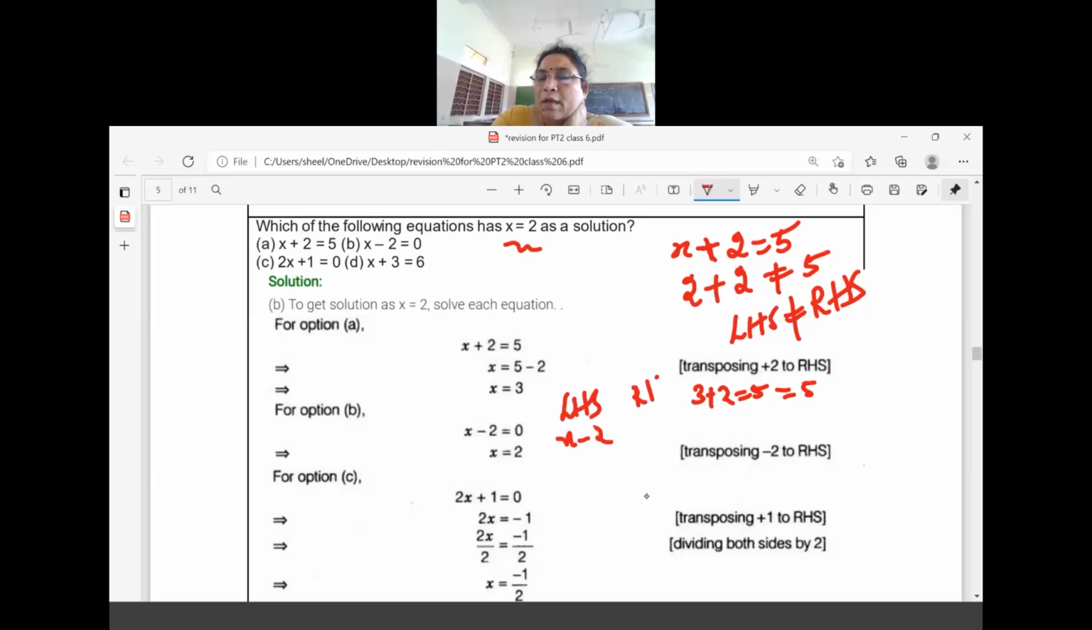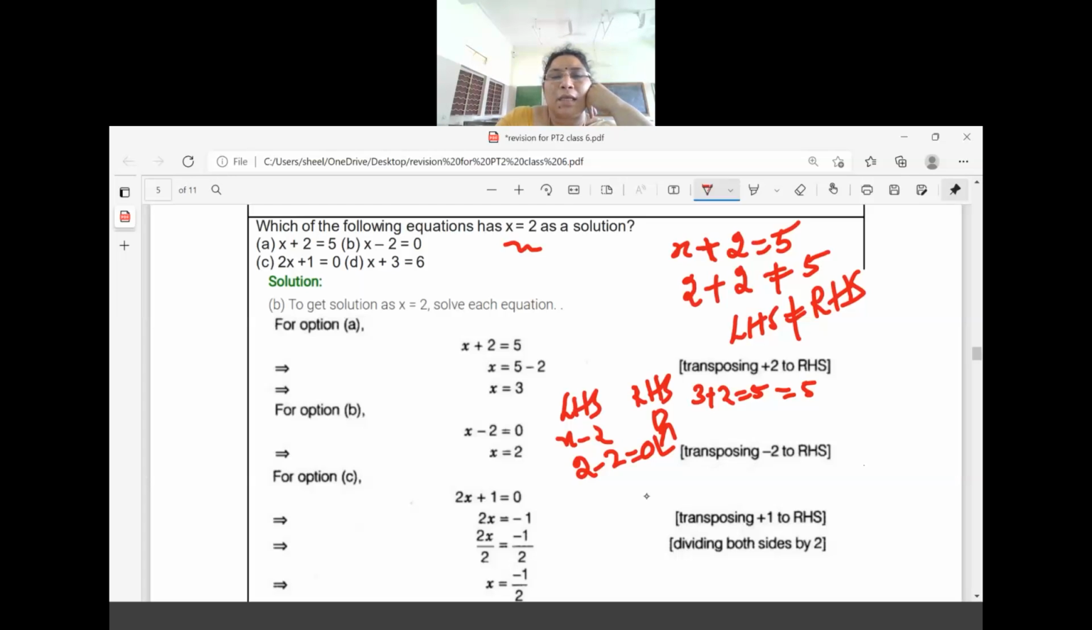RHS you are having 0. Now we should check whether x equal to 2 is a solution. I'll replace x by 2 only. So 2 minus 2, what is the answer? 0. So both RHS and LHS you are getting the same answer. So we can say it is a solution, right?